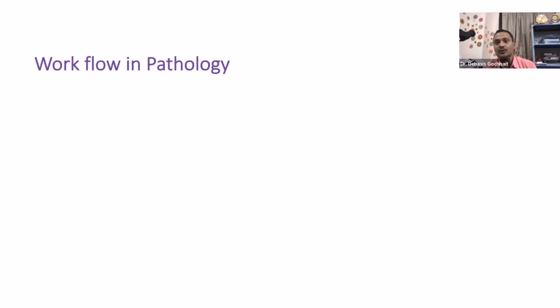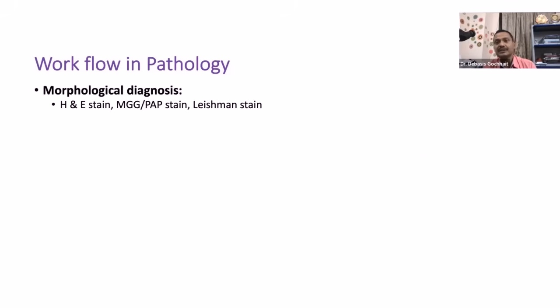Now the workflow. When and how do we use IHC? Clear? First, the most important thing to remember is that we have a morphological diagnosis. In histopathology, we have the H&E stain. In cytology, we have the routine MGG, that is May-Grunwald-Giemsa, or Papanicolaou stain. In peripheral blood, we can have a Leishman stain. First, we have to see whether it is normal or abnormal. If abnormal, what is the pathology? We have to suspect, then we can try a test.